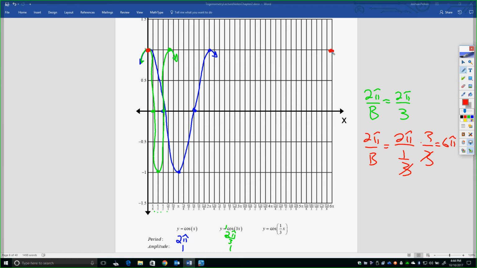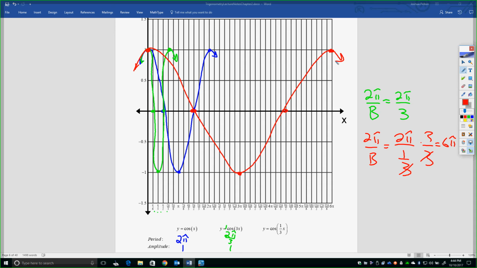Halfway between 0 and 6 pi is 3 pi, so that's at -1. Halfway between 0 and 3 pi is, let's see, that'd be 1.5 pi, so that's 3 halves. And then halfway between 3 and 6, that's 4.5 pi, so that's 9 halves. So there's our one cycle of cosine. That's at a third the pace, so it took 3 times longer to get there.